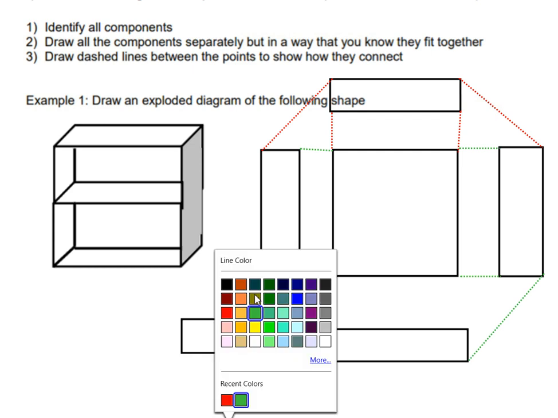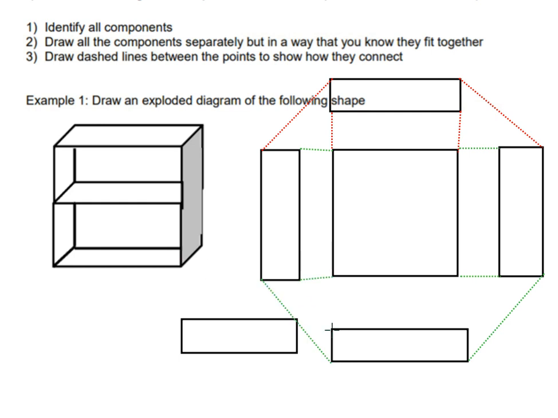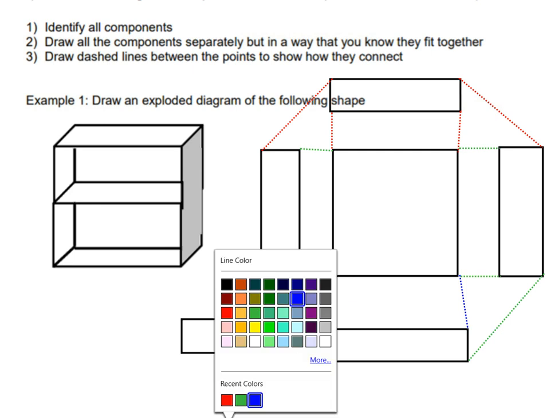Now we're going to change colors, and we're going to go with blue, and we're going to connect the bottom piece to all the components it would connect to. Now we can connect this to the back side here. Now the tricky one comes with, how do we connect this shelf? Whereabouts does it connect, and to what?